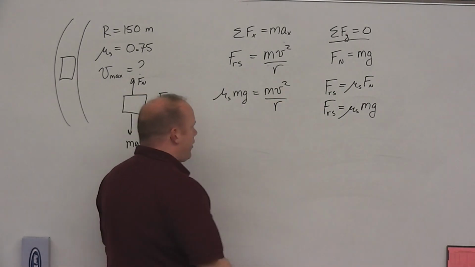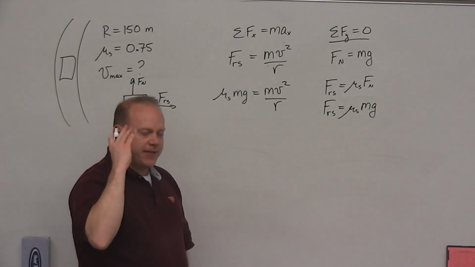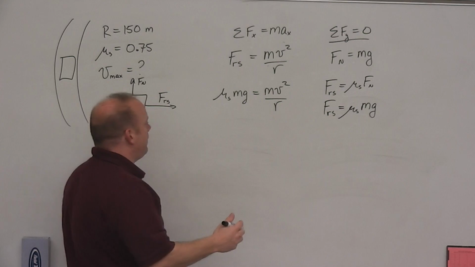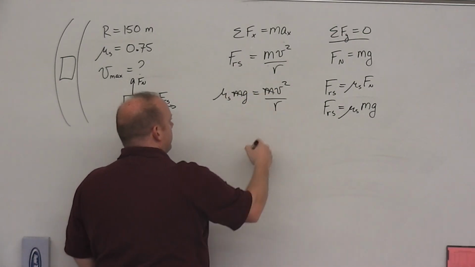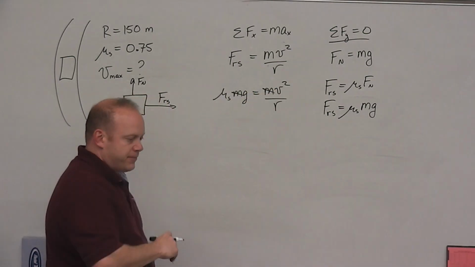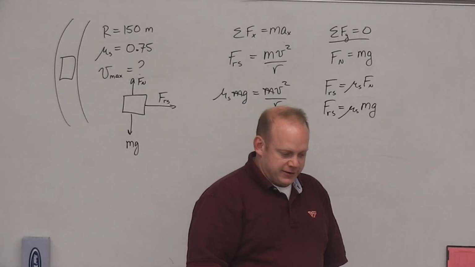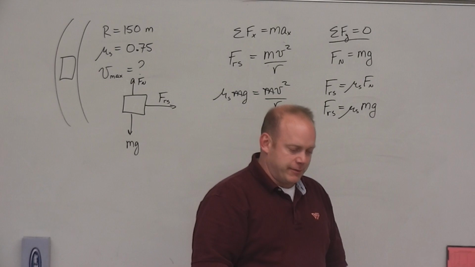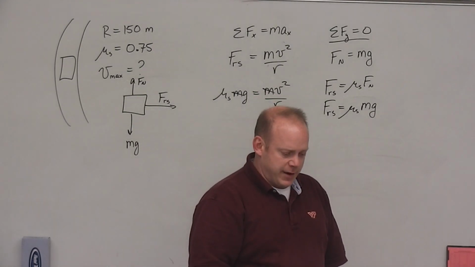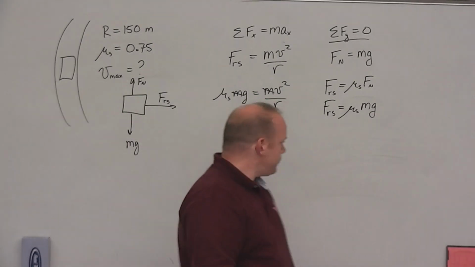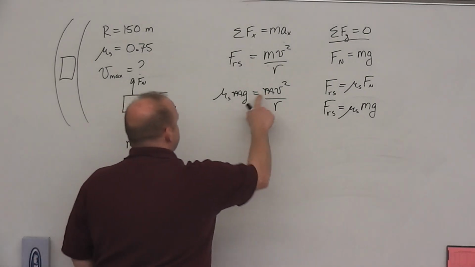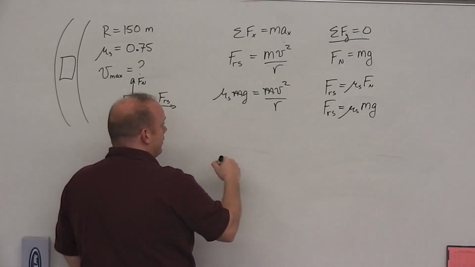The beautiful thing about all these things is when the mass drops out, I find that amazing that it doesn't depend on mass. It's one of the beautiful problems that we deal with in physics, how often mass really doesn't matter. Obviously, in a lot of things it does matter, but how often we get mass to cancel out. And that's why I don't put numbers in early.